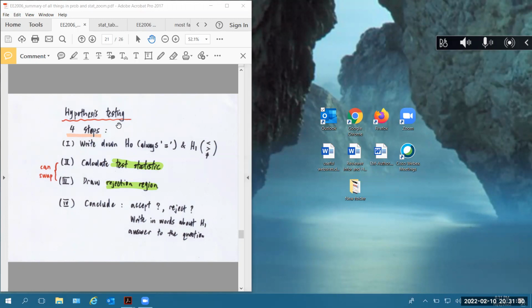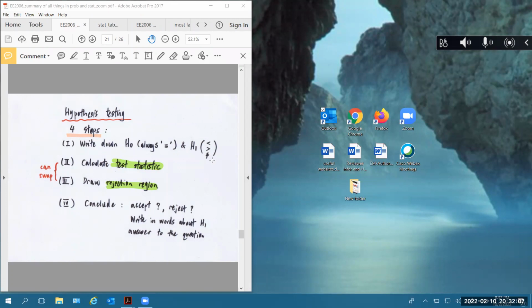So 4 steps. The first step is we'll write down the H0 and the H1. H0 is called the null hypothesis, and H1 is called the alternative hypothesis. For H0, no matter what, we just don't care. We always just put the equal sign. But for H1, you need to care a lot. You need to choose correctly. Should we choose less than, more than, or not equal?